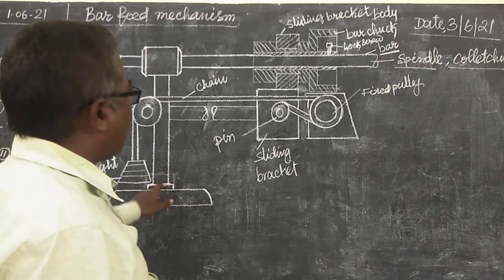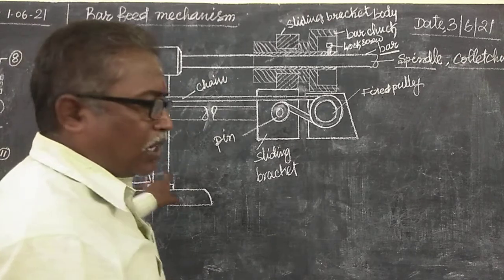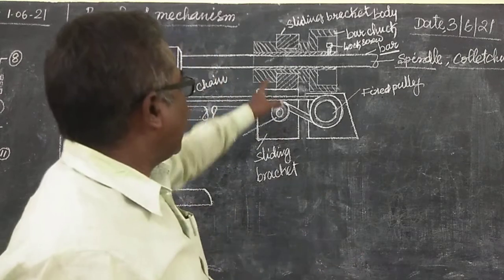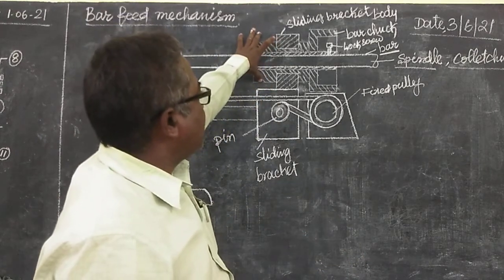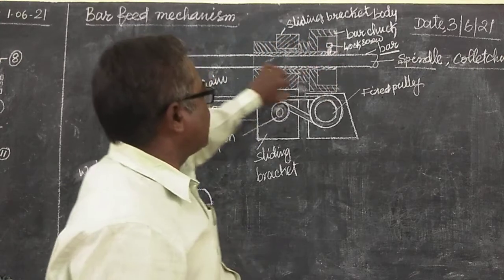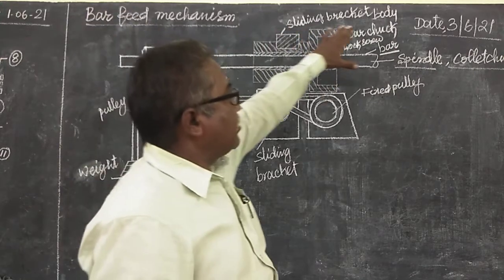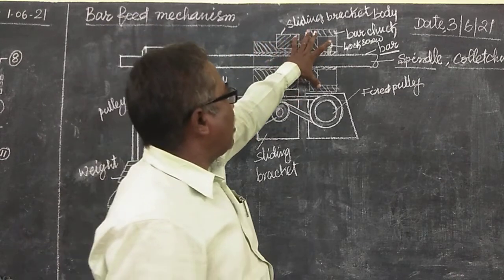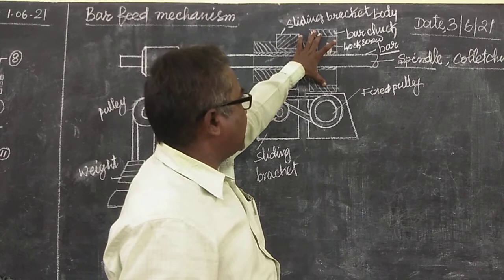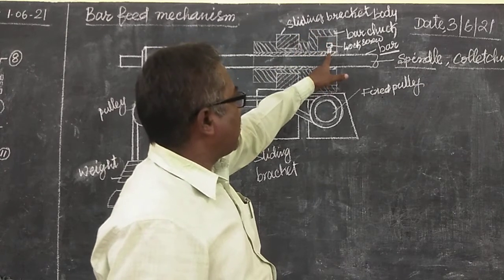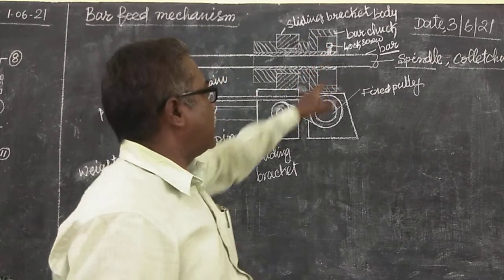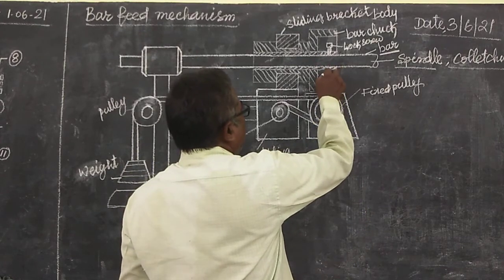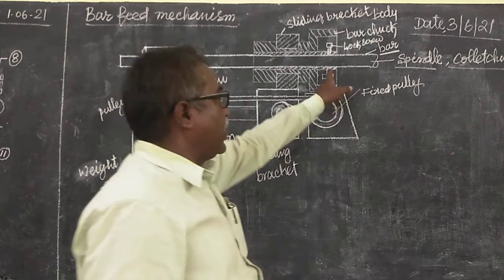This is the stand. Depending on the length, one or two stands will be used. Then there is a bracket here. This is the bracket, the sliding bar bracket body. Then here the bar chuck. Why is the bar chuck given? The bolts are provided here at the bottom and top, and one more at the bottom.